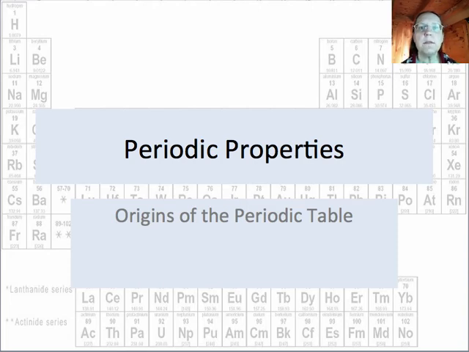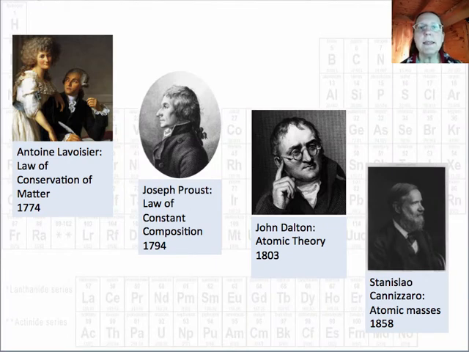Periodic properties, origins of the periodic table. Lavoisier's law of conservation of matter and Proust's law of constant composition, also known as the law of definite proportions, led to Dalton's atomic theory.